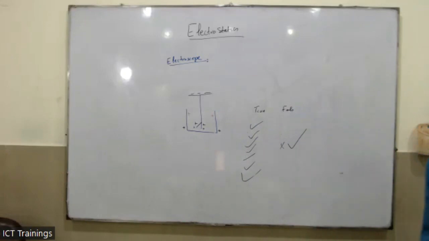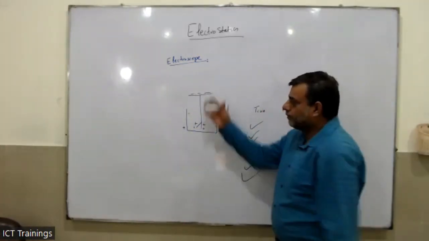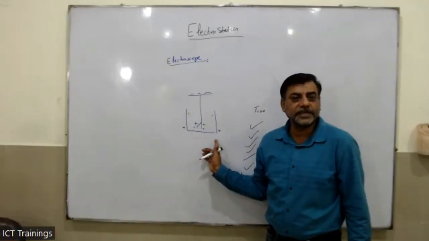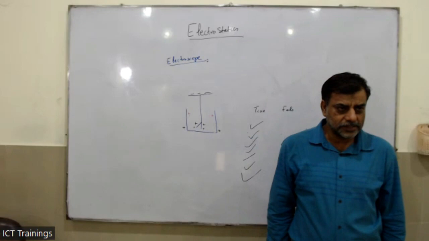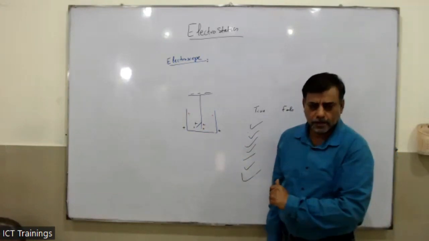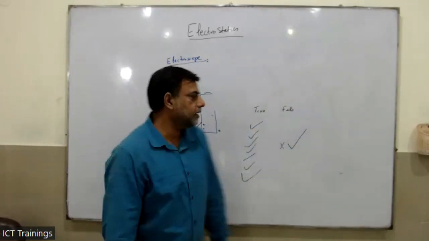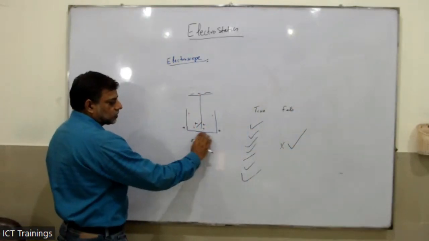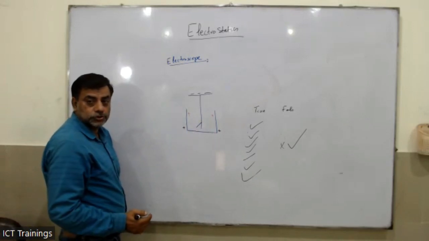Thank you very much. So when they will mix up again, we'll have casing as positively charged, right? So, sir, if the casing is positively charged, then at the bottom of the electroscope, there will not be negative. Exactly. When we'll have positive charge on the casing, the leaf will have what charge?